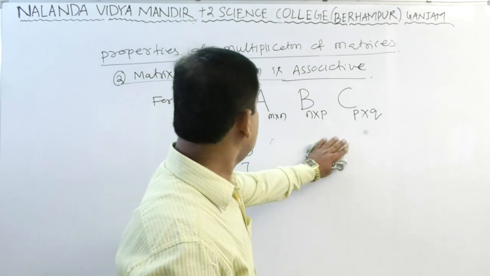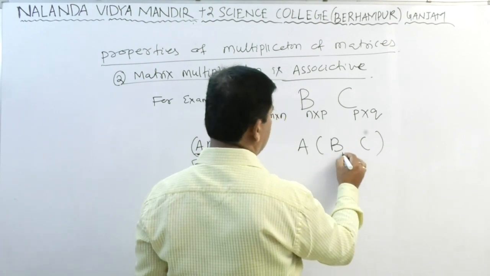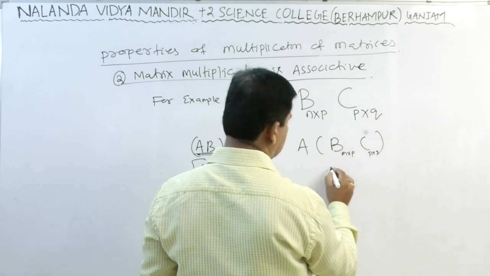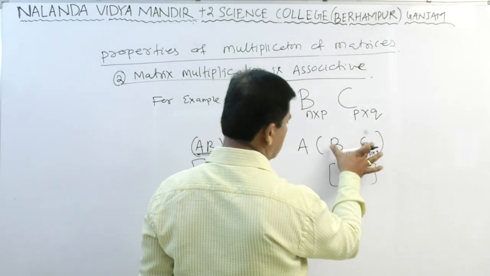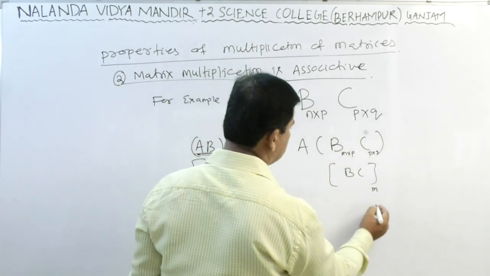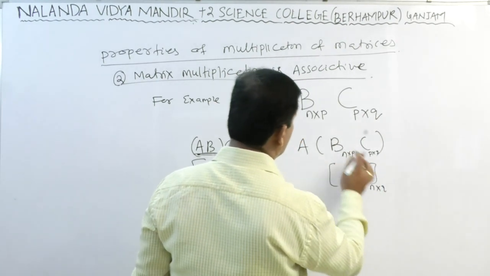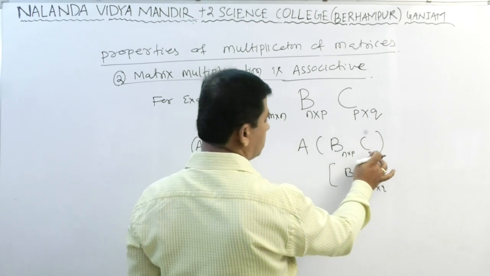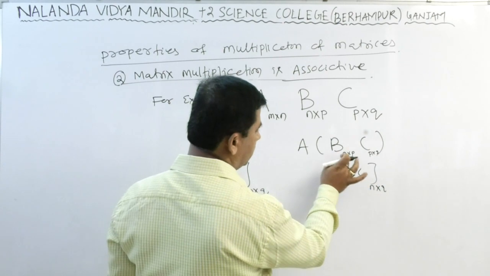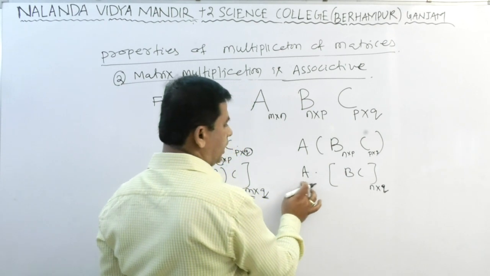Now we also find A into BC. The order of B is N cross P, the order of C is P cross Q. After multiplying B with C, we get the order of BC is N cross Q. Now, we multiply A with BC.